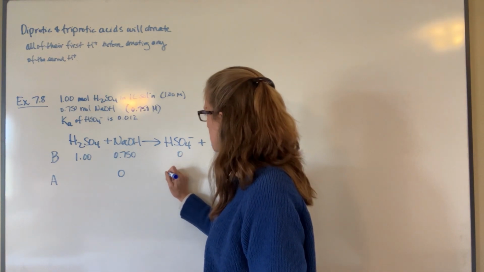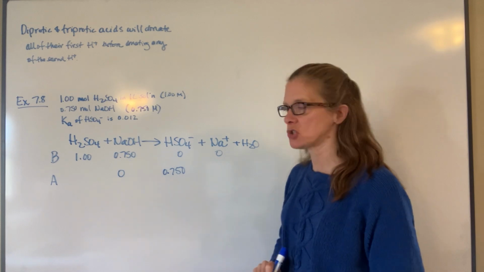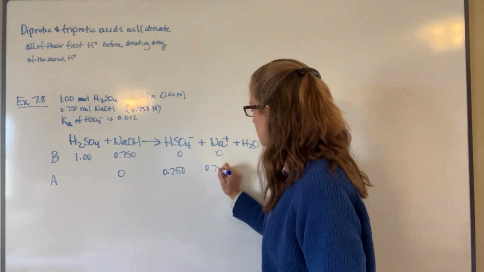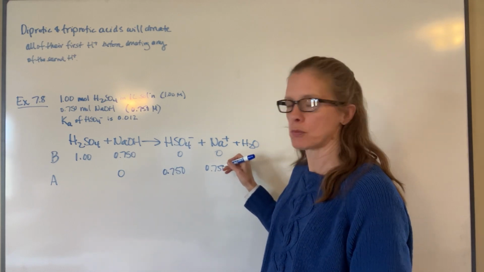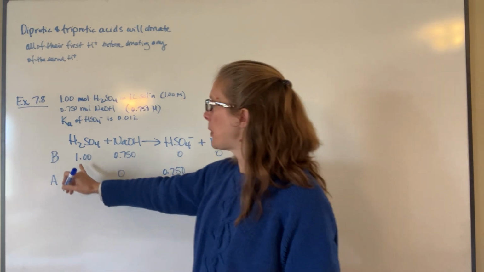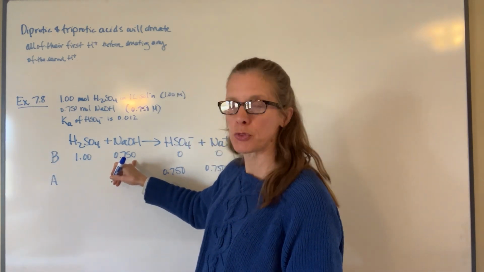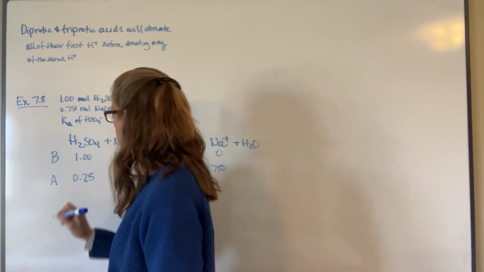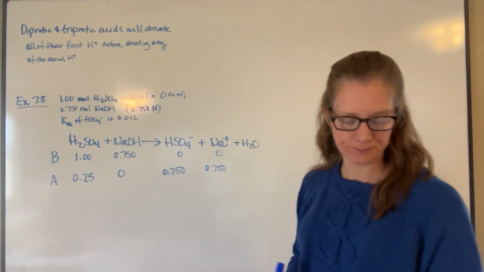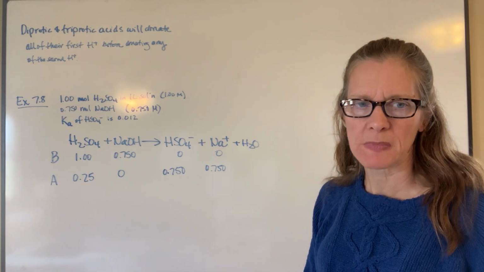And that's going to give me 0.750 molar concentration of this and 0.750 molar concentration of the sodium ions. And of course, water, we're not concerned about that. But I still have some H2SO4 left. If I've used 3/4 of a mole of it, then obviously I'm going to have 0.25 moles left over. Okay, so there's the first step.